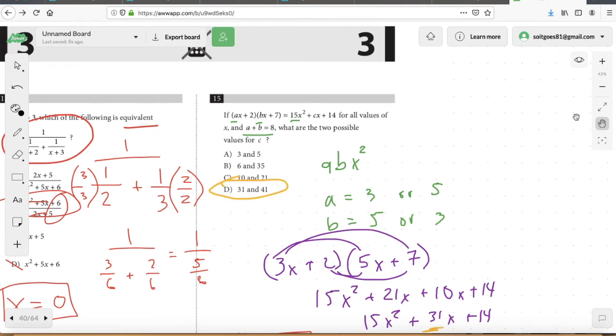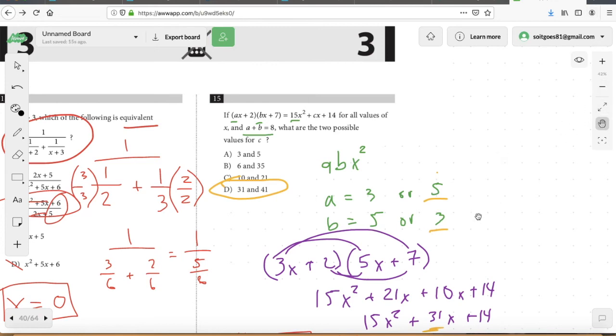If I plugged in the 5 for A and a 3 for B, right here, this set, then I think I would have gotten 41 for the C value. So anyway, just matching coefficients. Basically what they want to do is rearrange things so that you can easily match up the coefficients on both sides of the equation. And that's what they're testing out when they give you something complicated on the left-hand side and something complicated on the right-hand side. You got to rearrange it to match those up.